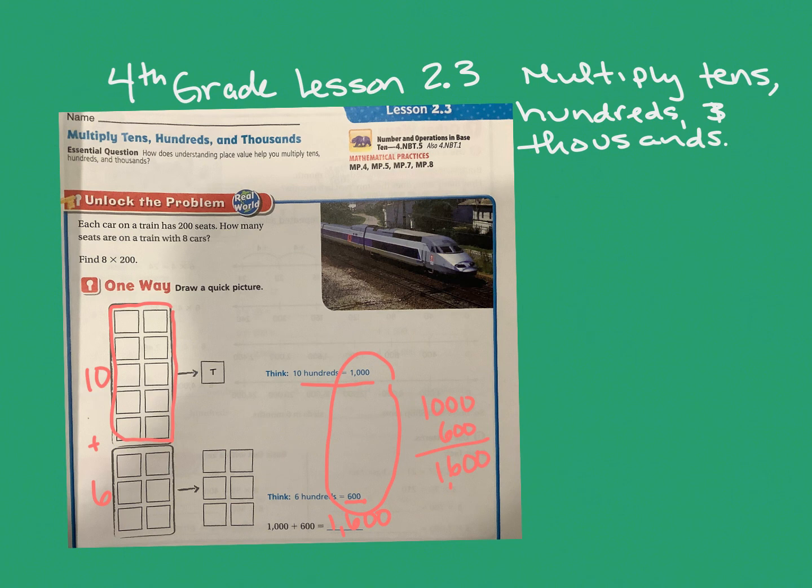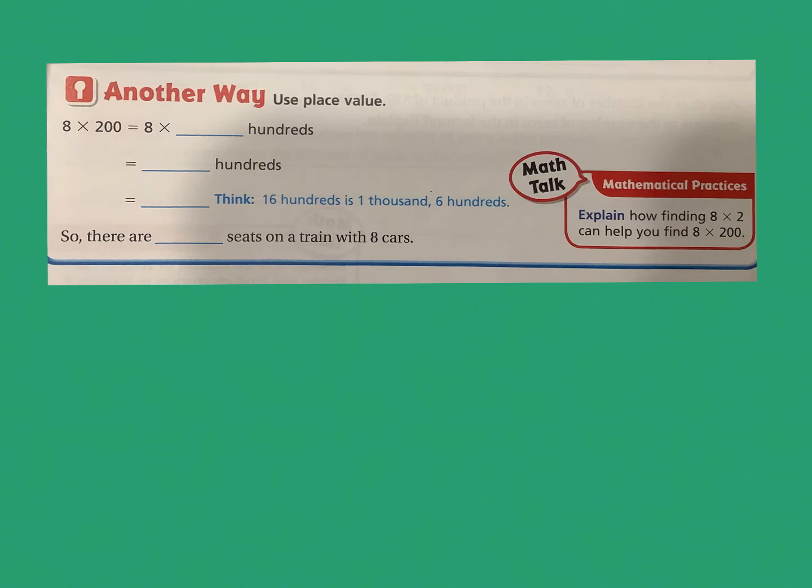So that's one way they showed us, but I think most of you will make sense of it the second way, tied to this way. So let's look at another way on this page. You'll find that this way is pretty similar to the last way, we just don't have the pictures in there. So we learned that we could do 8 times 200 as 8 times 2 hundreds as words. Hundreds is the place value. And we know that 8 times 2 is 16, so we could now call it 16 hundreds.